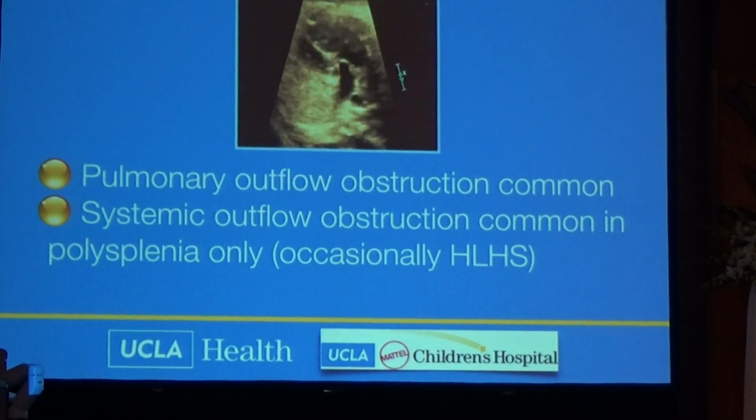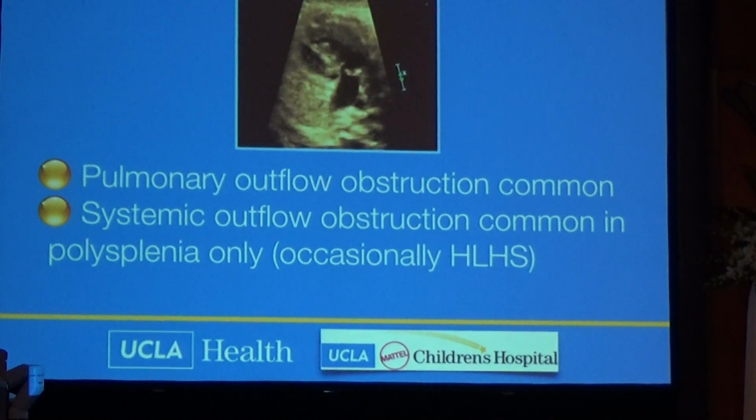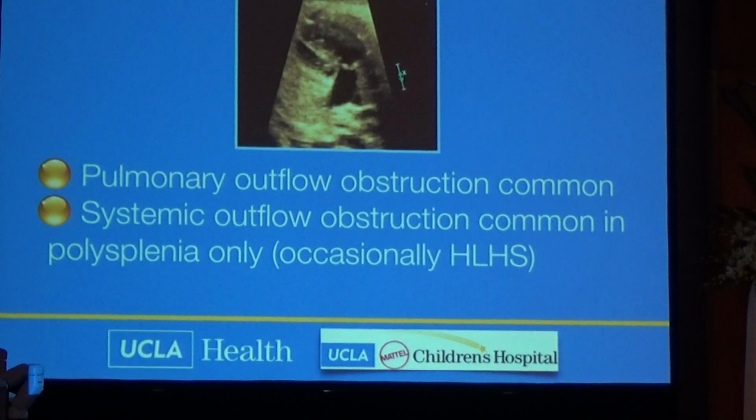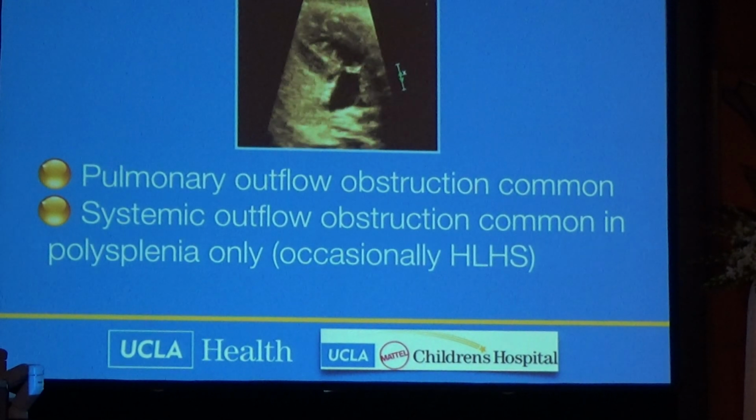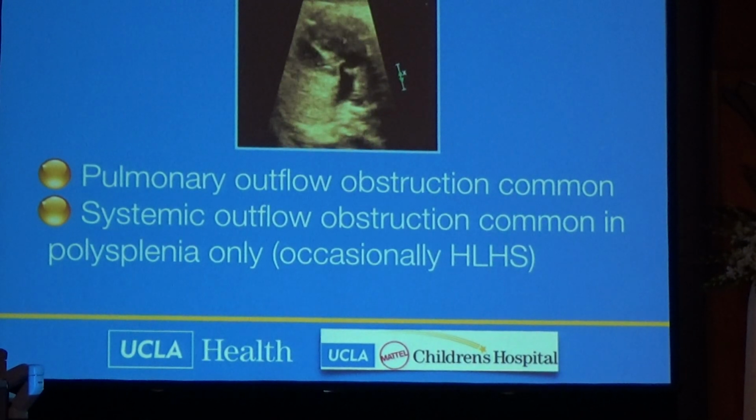Now, systemic outflow obstruction, aortic stenosis or coarctation, is less common, interestingly, with heterotaxy. But polysplenia type heterotaxy patients can have left-sided obstructions, or systemic outflow obstruction, I should say, even hypoplastic left heart.